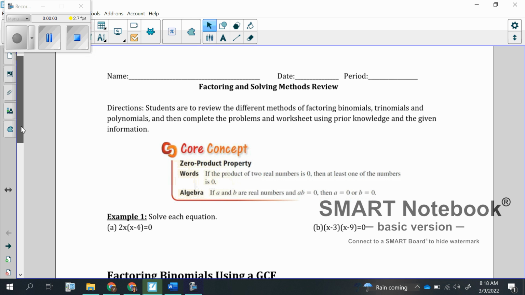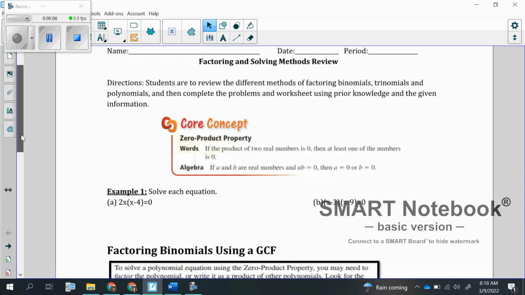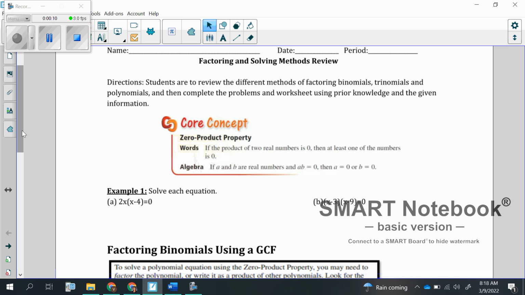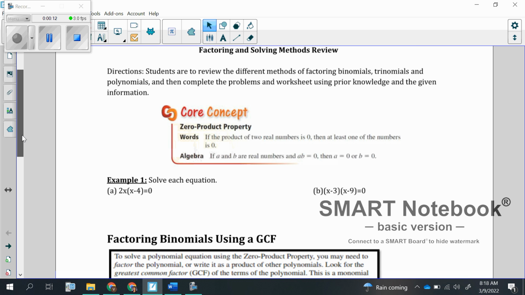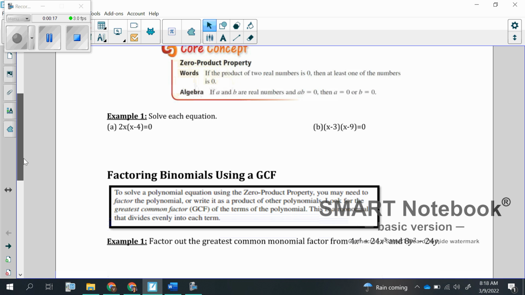Good morning, everyone. Today we're going to be just reviewing a little bit of factoring and solving, and then you'll complete the worksheet attached to the notes on factoring mostly different types of polynomials. So the first thing is just the zero product property.